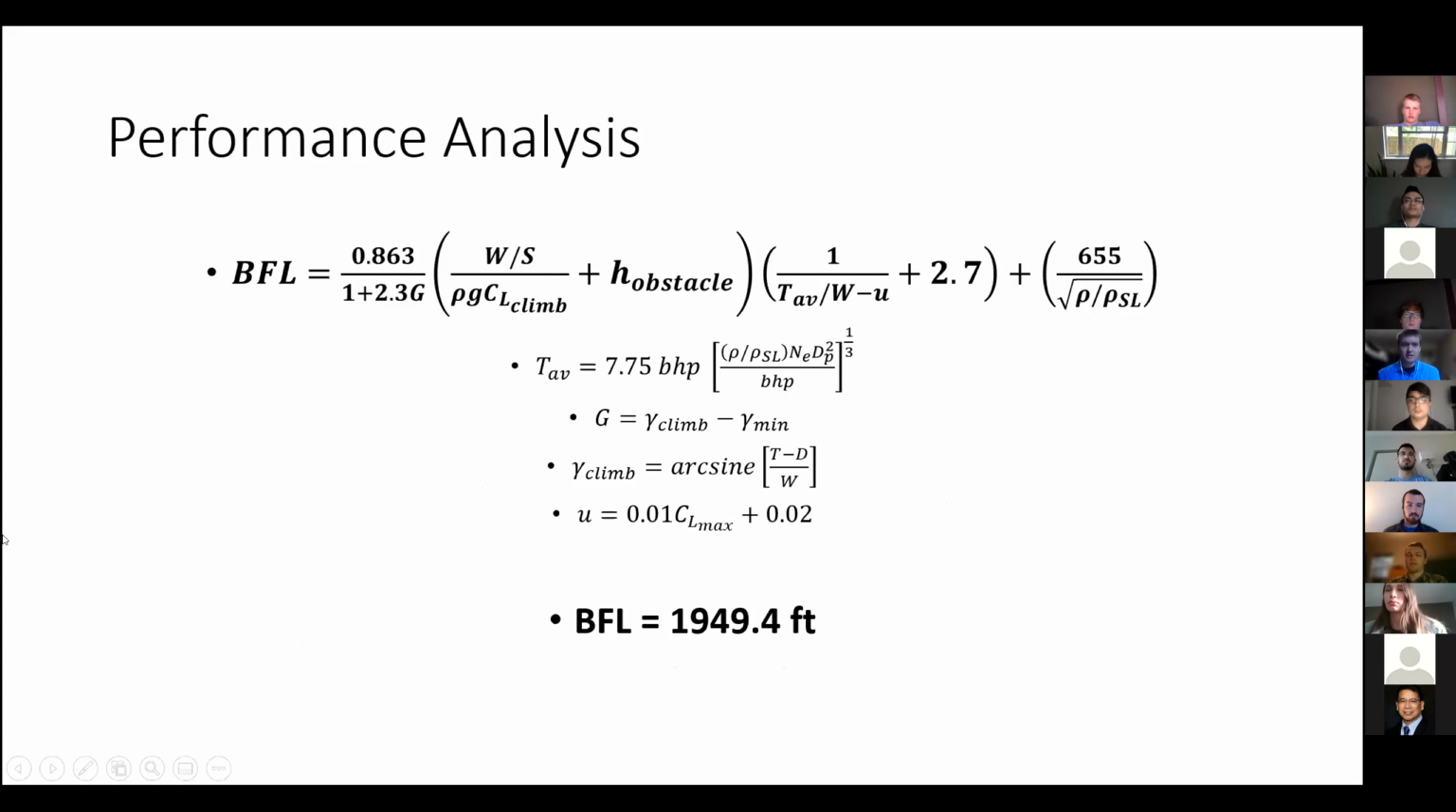After this, we estimated balanced field length using an equation presented by Raymer, which is typical of aircraft design. We use the characteristics of the aircraft, and we come to a balanced field length of 1,949 feet, meaning in the event of 1 engine out while the pilot's trying to take off, he can either complete the takeoff or brake to a stop in this distance.